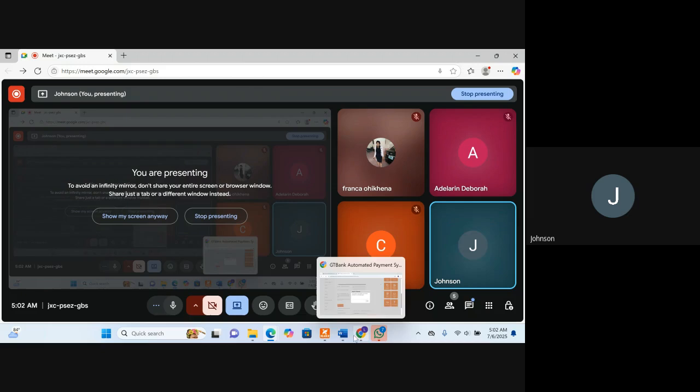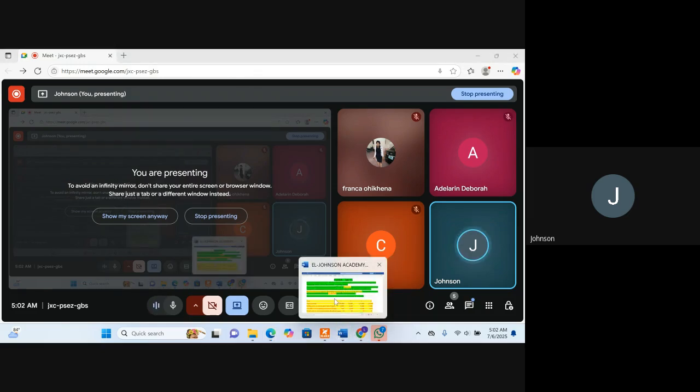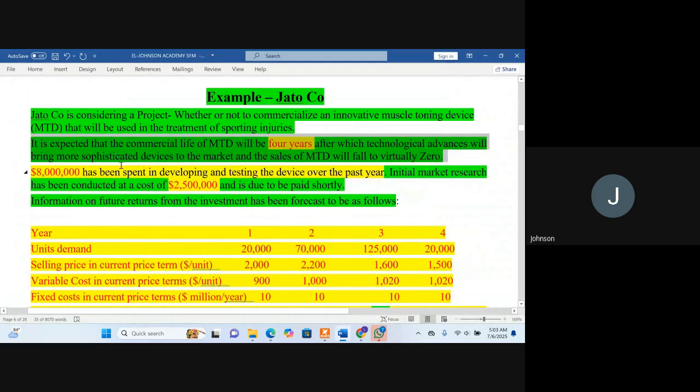Okay, so anything that has been spent is a sunk cost. So now they say that 8 million has been spent on developing and testing the device over the past years. It's a sunk cost. They also say that initial market research has been conducted at a cost of 2.5 million and is due to be paid shortly. So whether or not they pay it, it does not concern us. That one has been spent.